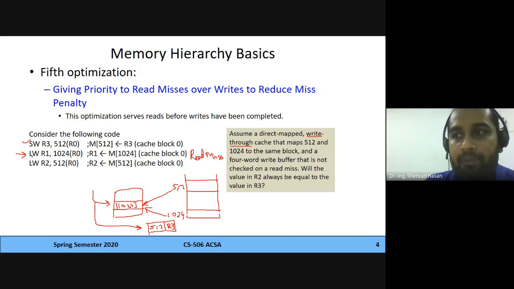That's an example of a read miss, because you wanted this 1024 but it's not in the cache, so you are going to bring it into the cache. Then you are going to read the value of this content and put that in R1. This is what's going to happen.